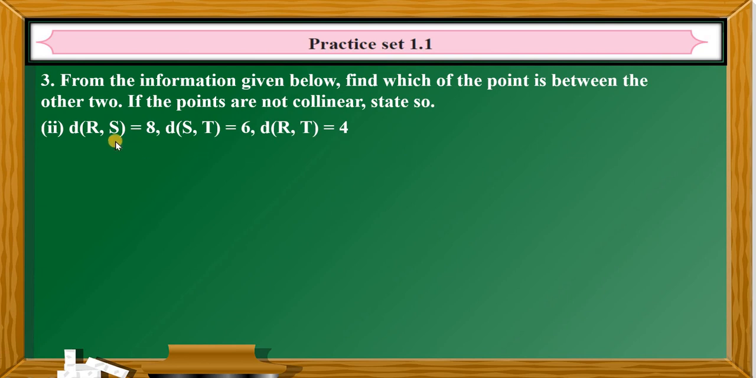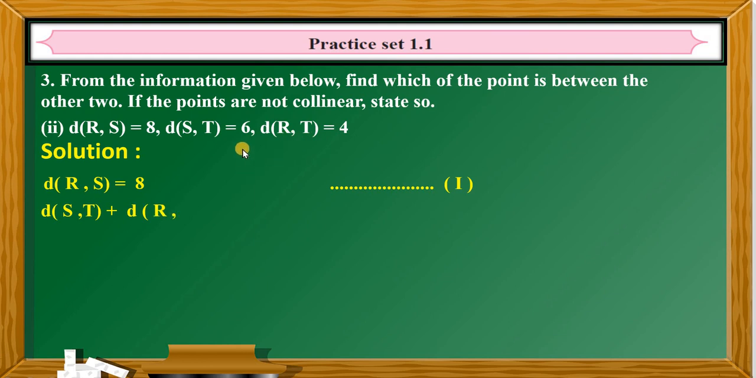Let's take up another sum. We take the next sum. Distance RS is 8, distance ST is 6 and distance RT is 4. So in the solution, what do we have to start with? We have to start with the greater distance. Let's take the greater distance. This is 1. Then what is the next step, students? We have to add the remaining 2, the smaller 2. I'll add distance ST plus distance RT, which is equal to 6 plus 4, equal to 10 units. We number this statement as 2.